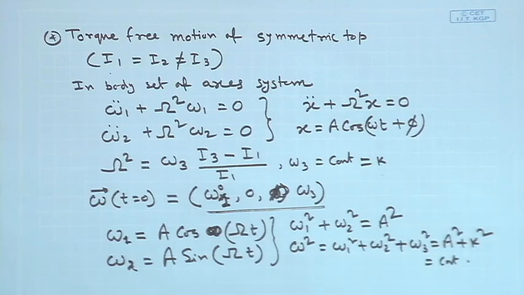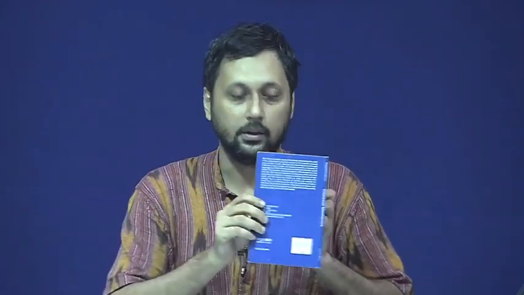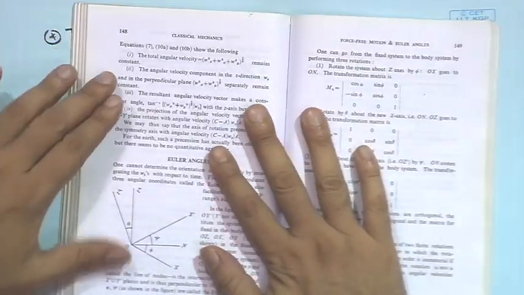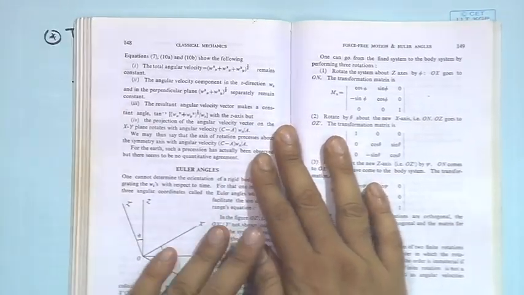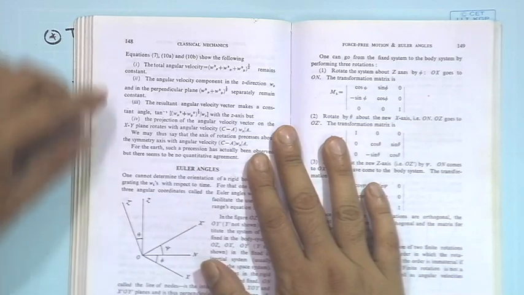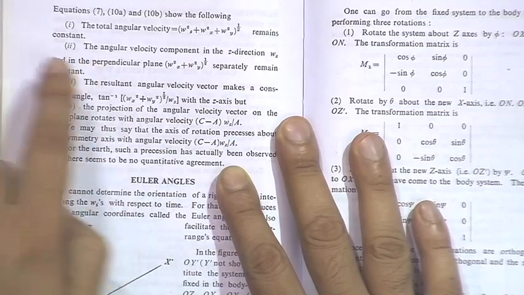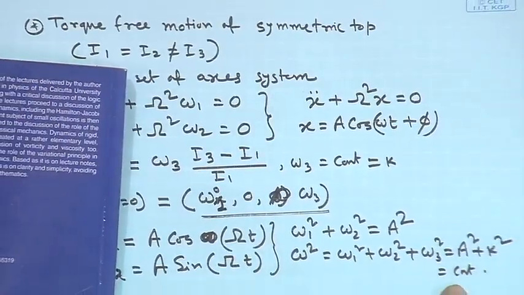So, what it means is beautifully summarized in the book of Professor A.K. Roy Choudhury. I hope you have copies of this book with you. Without trying to interpret it in my own language, I will just refer to a few lines. The first line is that the total angular velocity remains constant, which we just proved here. So, this is one.